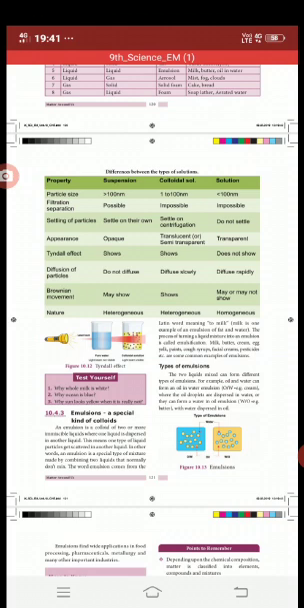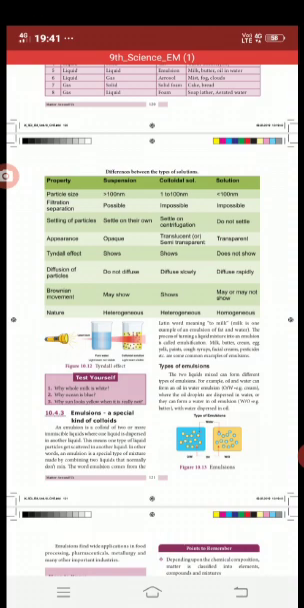So the next is diffusion of particles. Suspension does not diffuse, the colloidal solution diffuses slowly, and the solution diffuses rapidly, it dissolves rapidly. So the next is Brownian movement. In suspension we can see the Brownian movement, but in colloidal solution we can see it under a powerful microscope. By using a powerful microscope, we can see the particles moving around here and there in the colloidal solution. In solution, it may or may not show. So the next is nature.